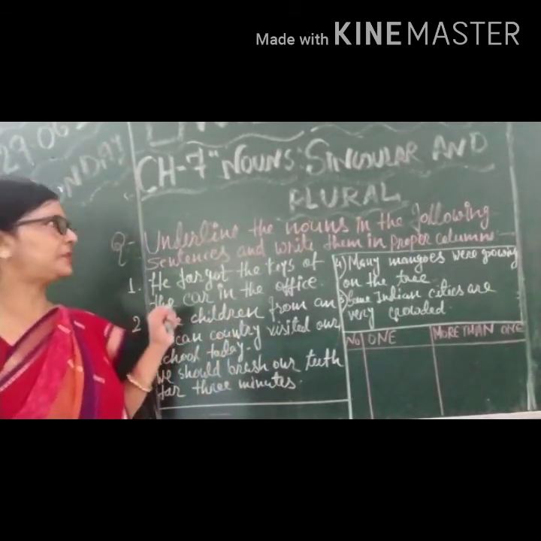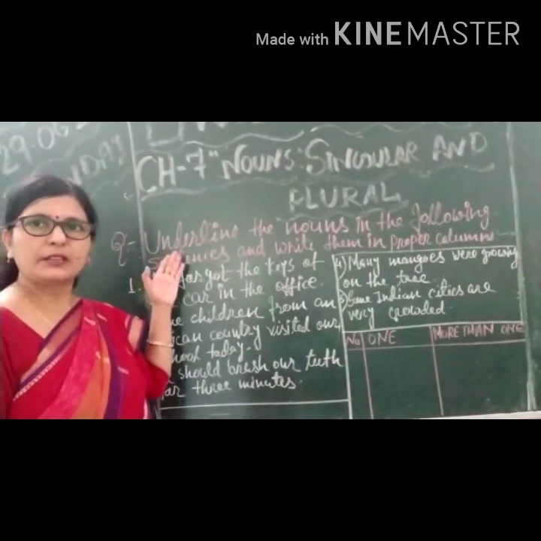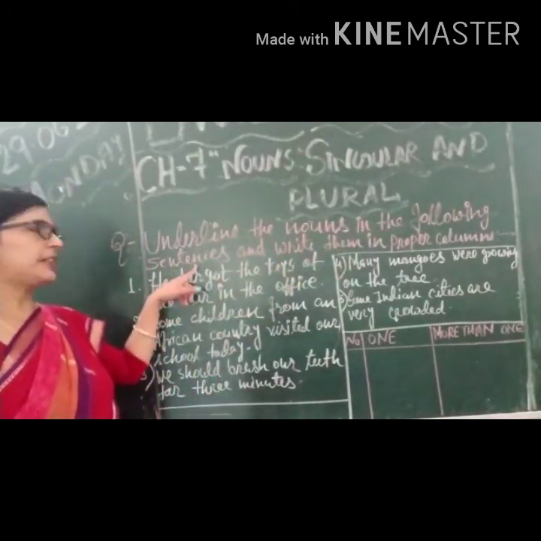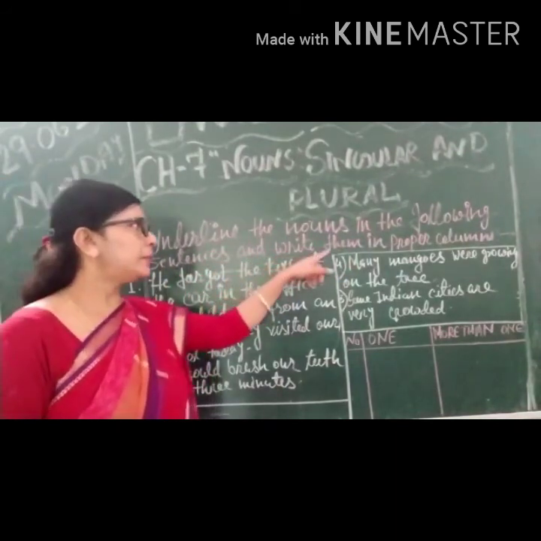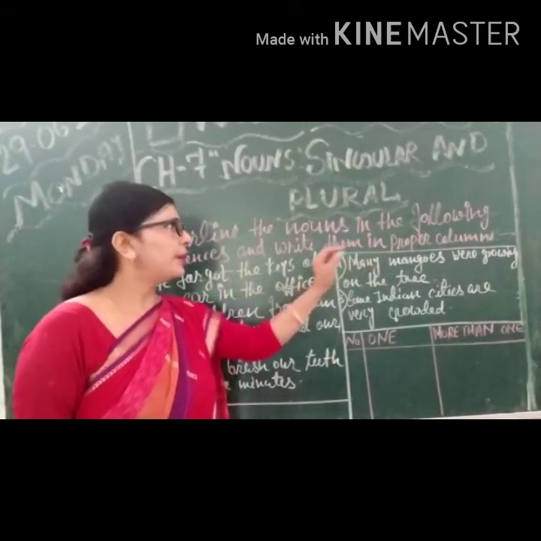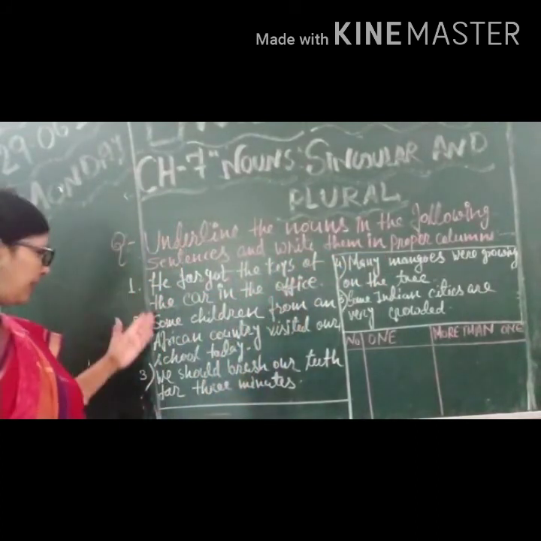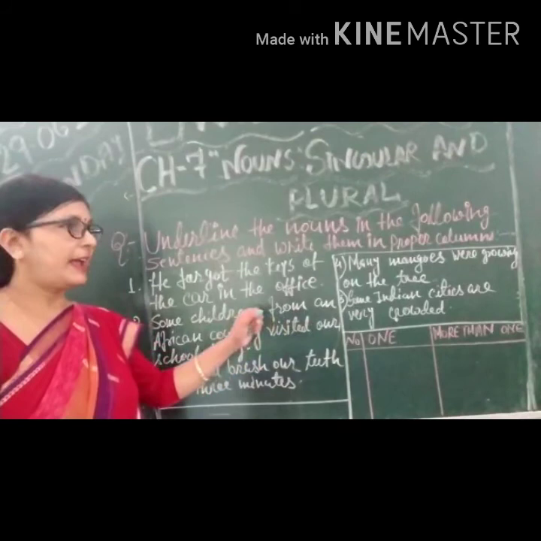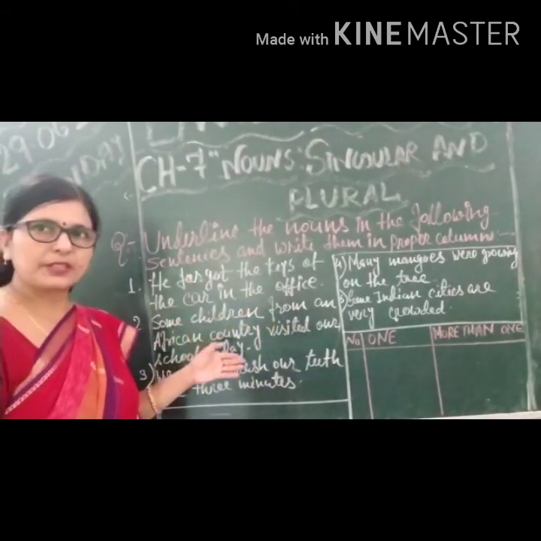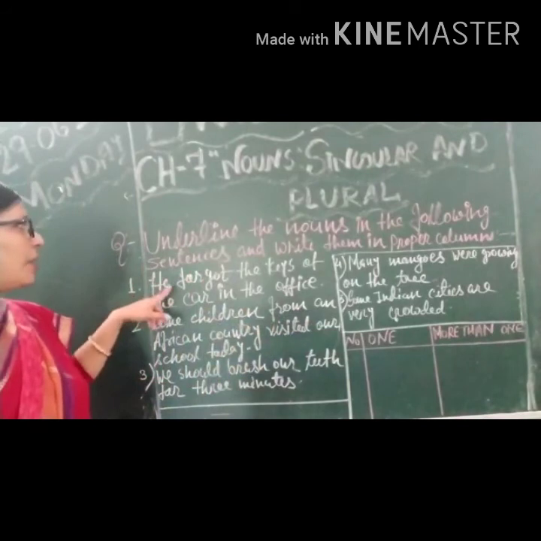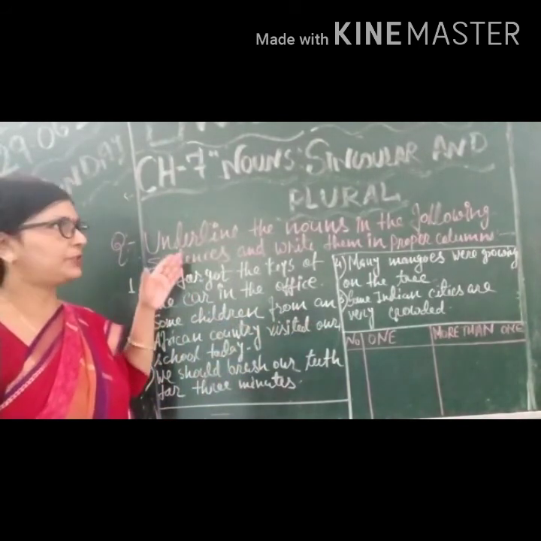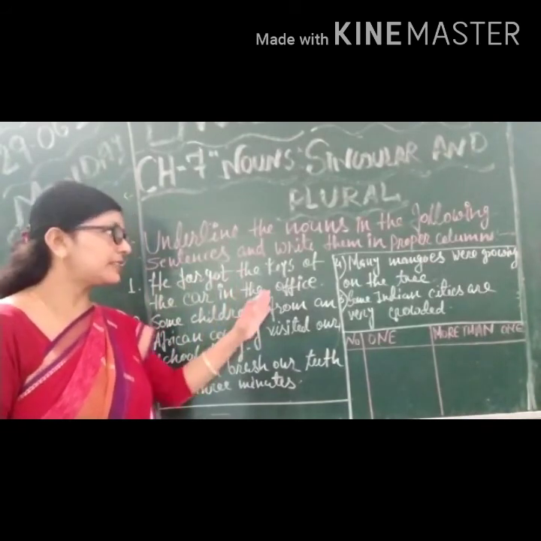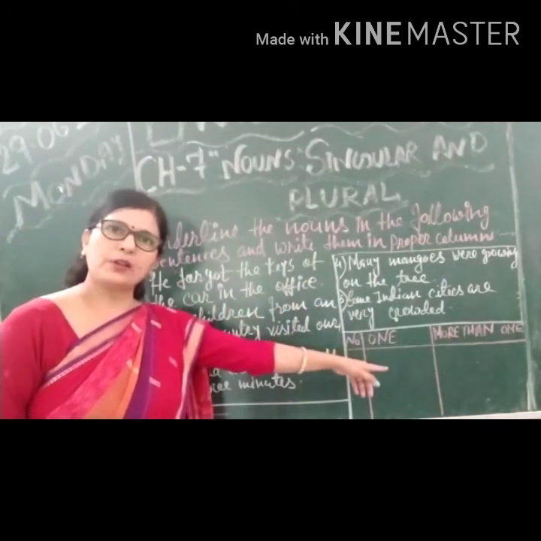Now children, I am going to continue this topic along with question answer of this chapter. Here you can see the question is, underline the nouns in the following sentences and write them in proper columns. Okay, you can see children, here I have taken some sentences from your English grammar book, and then we have to solve it. I have explained already that you have to first underline the nouns from all the sentences, and then put them in their proper column also.